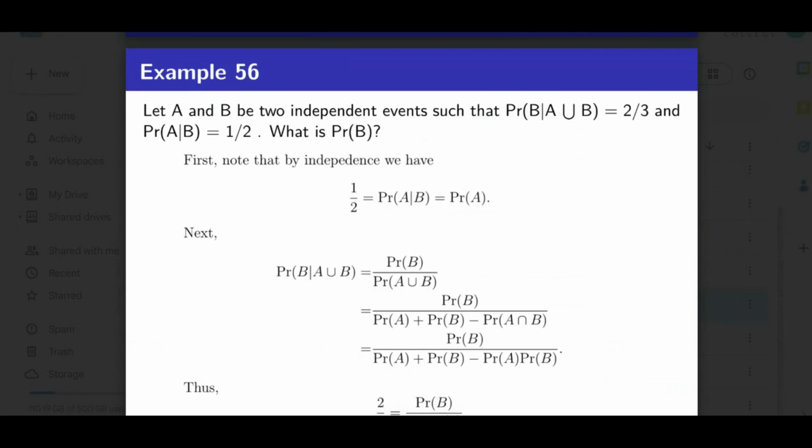I want to ask you, how do I know that P of B is on top? By definition, isn't this B intersection A union B? What is B intersection A union B? Anyone? Because you see, the definition of conditional probability is this intersect the other. What is B intersection A union B? Is B contained in A union B? Yes, and therefore B intersection A union B is just what?